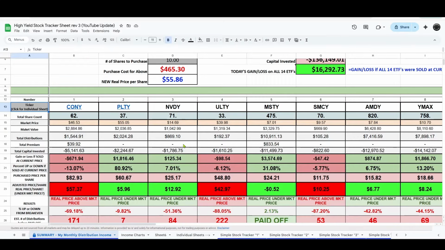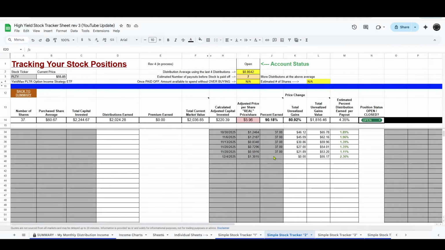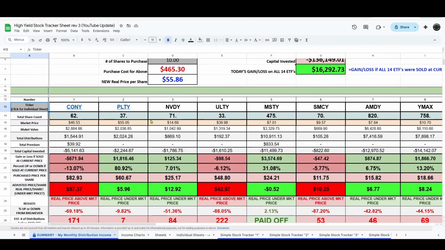So if you did earn a distribution for one of your ETFs, and I'm going to say for PLTY, right? I can click this, go straight to it, enter my distribution in. When I'm done, go right back to my summary page, and I can go to the next one, right? I don't actually have to say, okay, well, which one of these is the right one? Now, granted, right now, I have the tab names down here as Simple Stock Tracker 1, Simple Stock Tracker 2, and so on, right? 3, 4, 5, all the way up to 20.